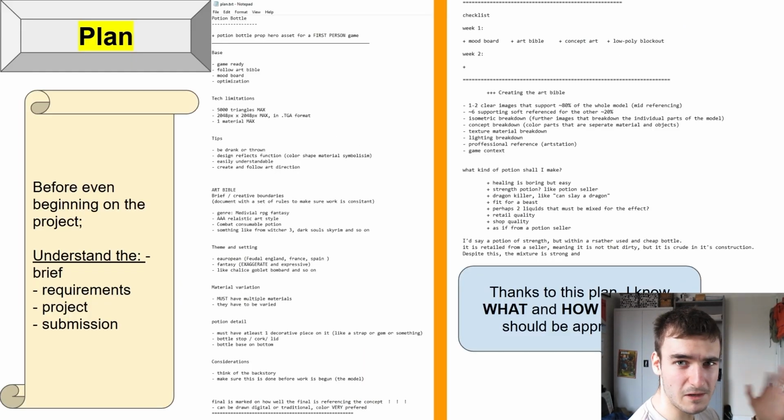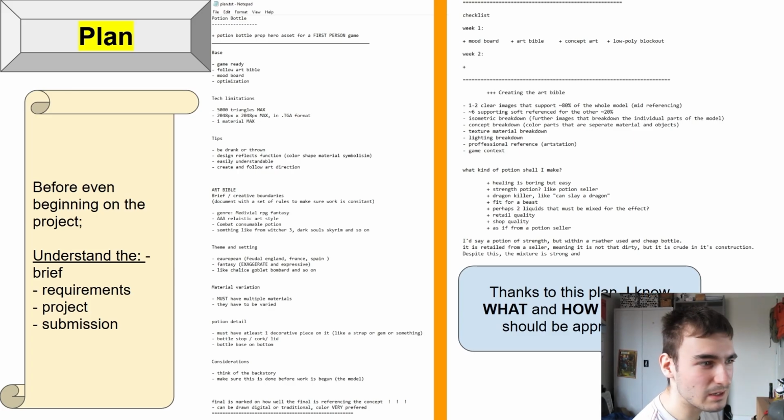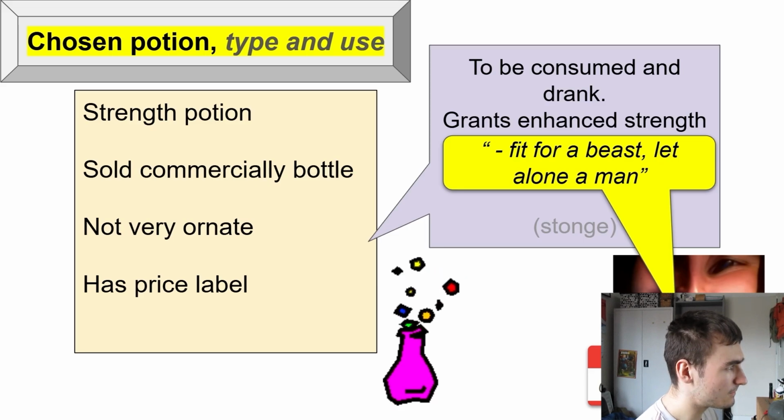To begin, first I started writing up a little plan. It includes a few simple jots, mainly of the brief, what I need to do, and some additional constraints. For example, you could have made a potion which you can throw or you can drink. Just to show that I did really plan through this.